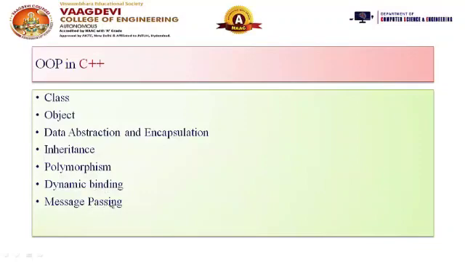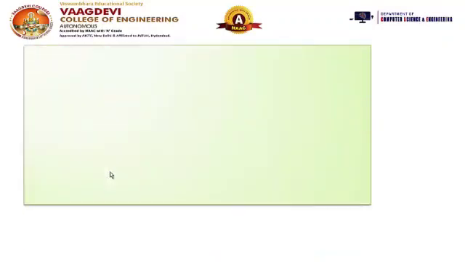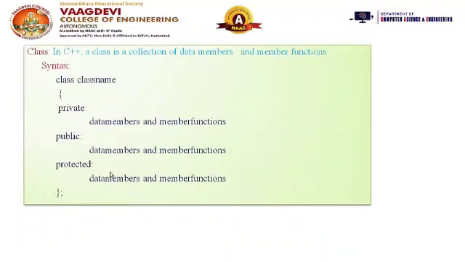I am not going into theoretical detail about all these points. All the features of object-oriented programming can be implemented using classes and objects. Class is a collection of data members and member functions. And this is the syntax of class. We can create a class by using this syntax.